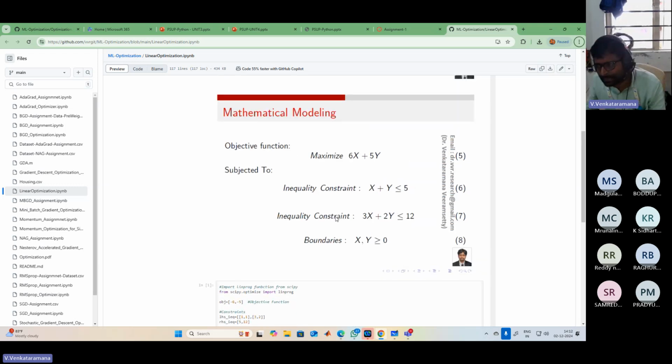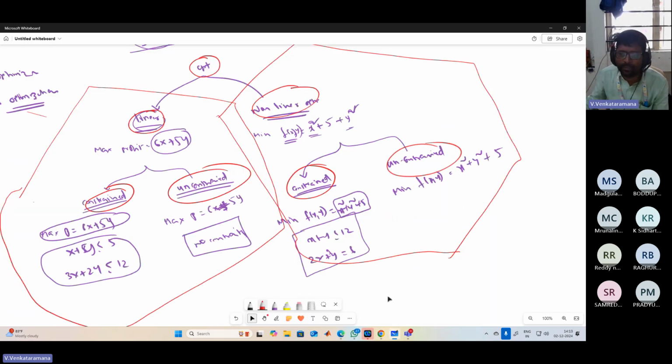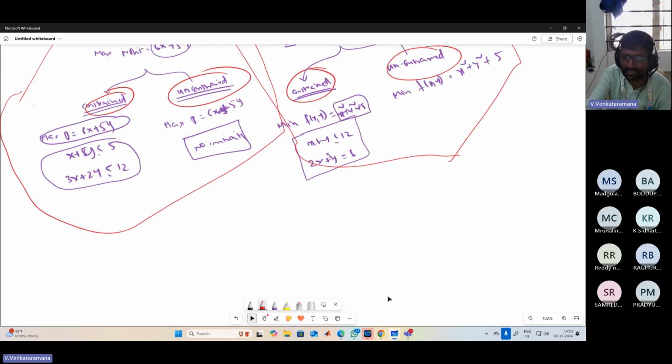In Python or MATLAB, what methods or libraries are available to solve the linear optimization problem? They are dedicated to the minimization problem. But here we have a maximization problem, right? So now you have to convert this maximization problem into a minimization problem. How do we convert it? Simply put a negative sign.